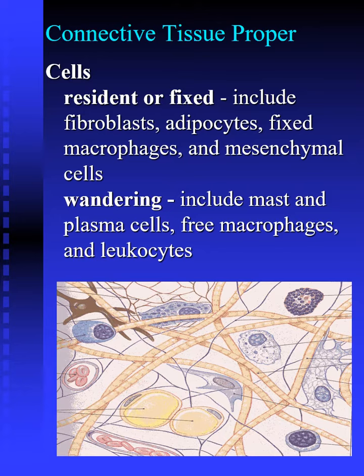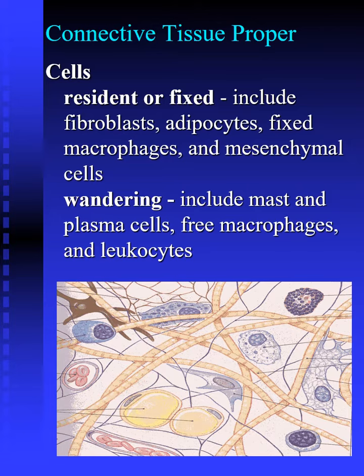The second classification of resident cells are adipocytes, and these are also known as fat cells. And so these typically appear in small clusters. However, sometimes due to diet or lack of exercise, individuals may have more adipocyte tissue and adipocyte cells in certain areas compared to others.